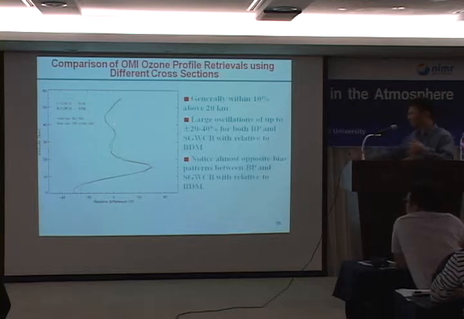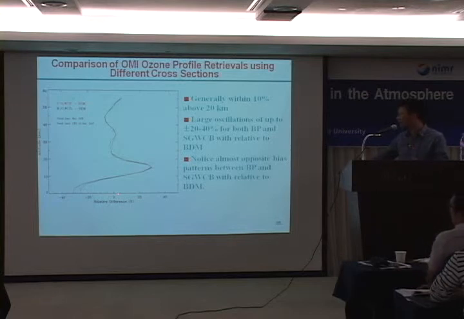Even though they give a very similar fitting residual, if you look at the mean difference for a single orbit, the difference could be up to 20 to 40%. So it's very sensitive to the ozone cross section. So basically, we have to evaluate each cross section available to find out the optimal, the best cross sections.